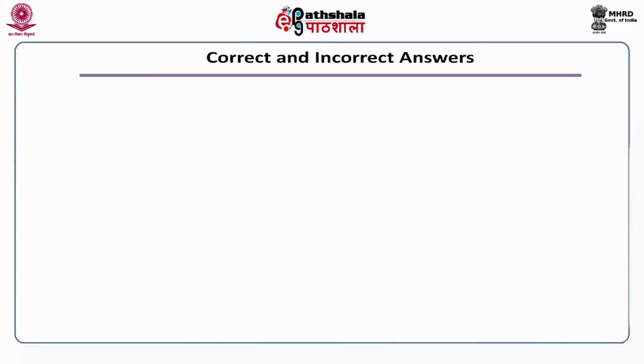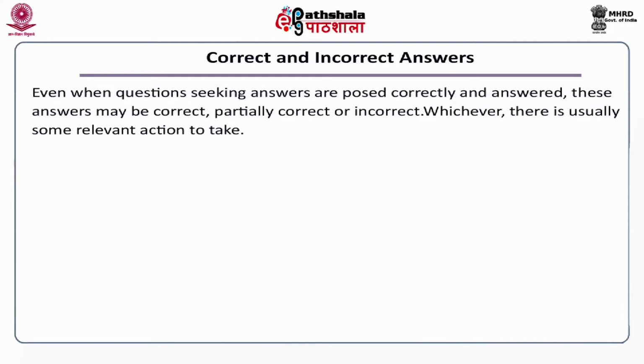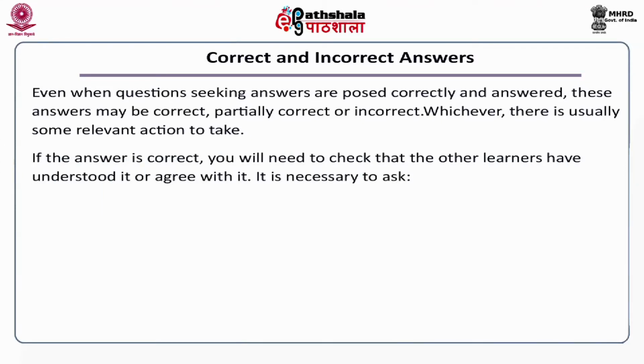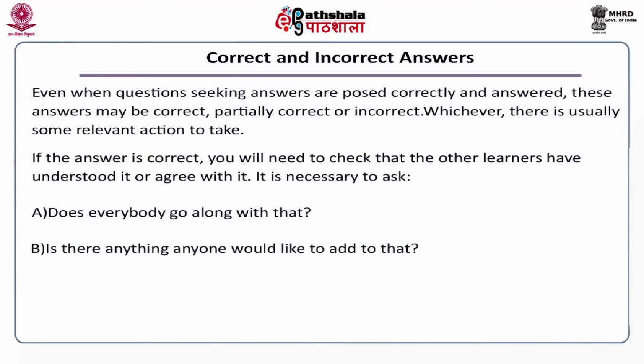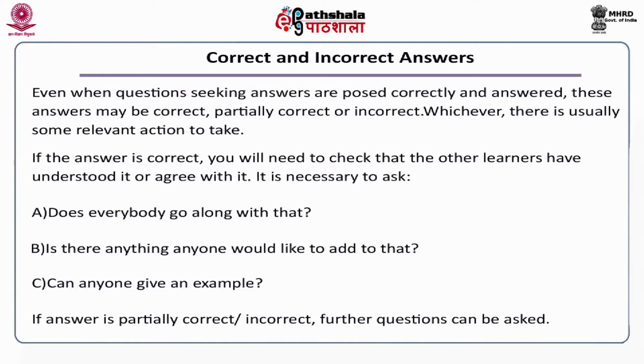Correct and incorrect answers. Even when questions seeking answers are posed correctly and answered, these answers may be correct, partially correct or incorrect. Whichever, there is usually some relevant action to take. If the answer is correct, you will need to check that the other learners have understood it or agree with it. It is necessary to ask, does everybody go along with that? Is there anything anyone would like to add to it? Can anyone give an example? If the answer is partially correct or incorrect, further questions can be asked.